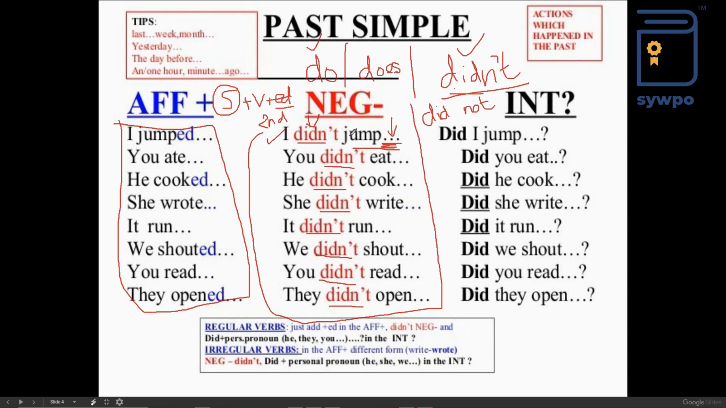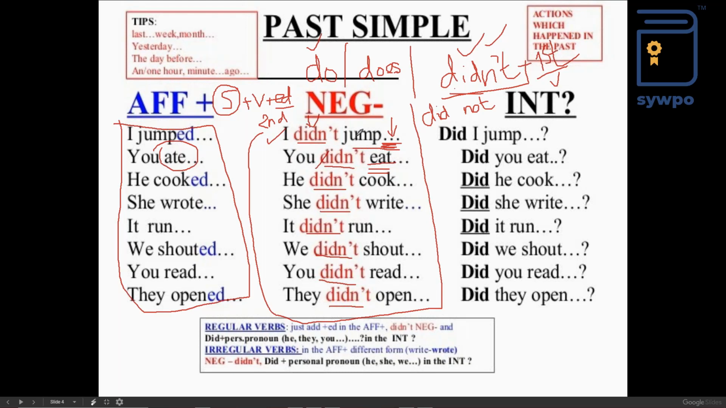So I didn't jump, you didn't eat. Look at this verb. Here we had ate, and here we have eat. So ate is second form of the verb, it's the past tense. But in negative, we are using helping verb did, and that's why we don't use the second form of the verb after that. Okay? So for negative, and I will talk about question also later on, please remember we need didn't, and after that, first form of the verb. Okay? First form of the verb. That is what is important. Didn't, first form of the verb.